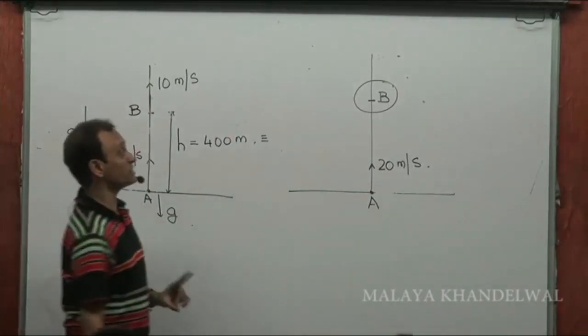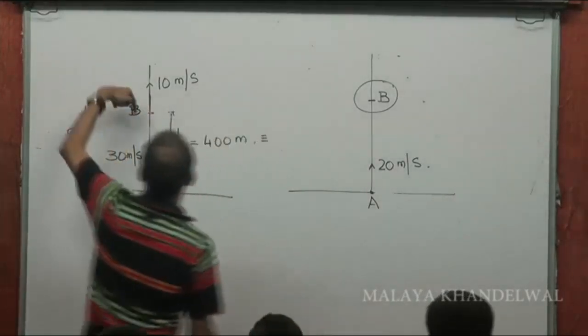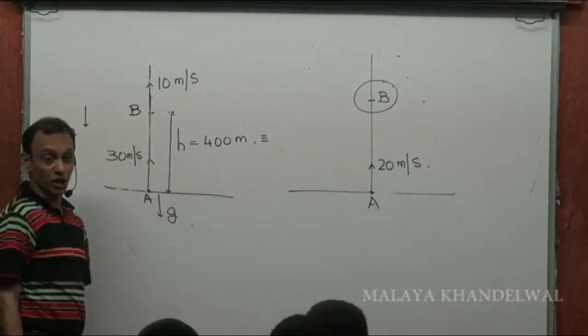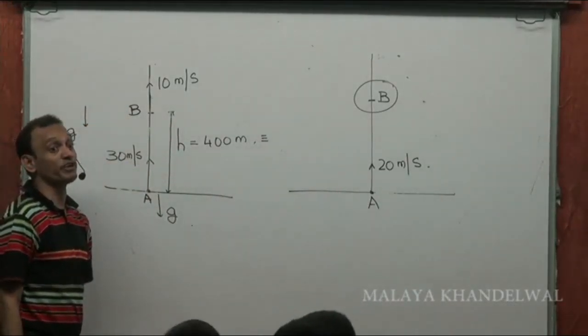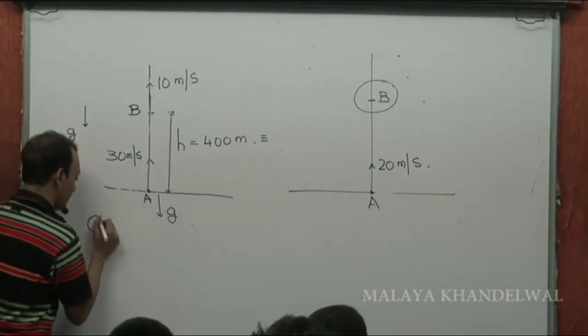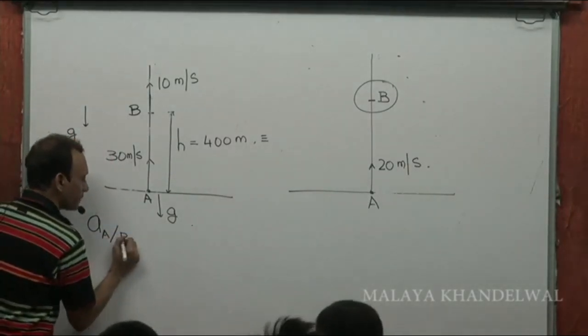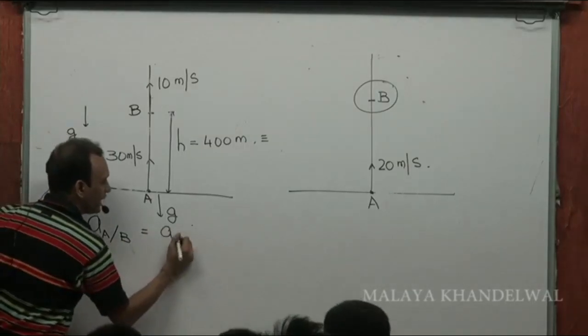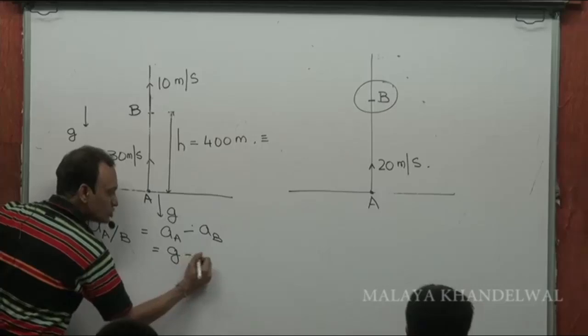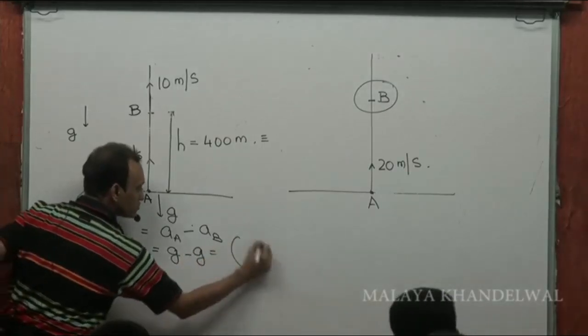Now, in the equivalent situation, look at this. The acceleration of B is g downwards. The acceleration of A is g downwards. What's the acceleration of A as seen by B? 0. Acceleration of A as seen by B is going to be acceleration of A minus acceleration of B, both g. So, g minus g, 0.